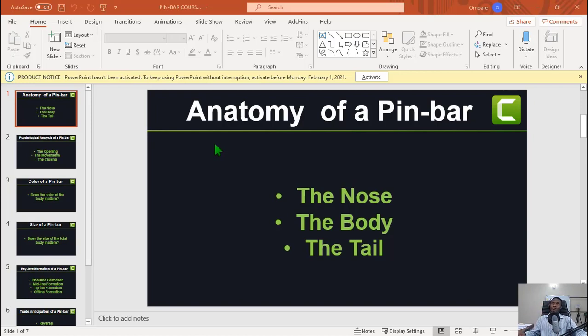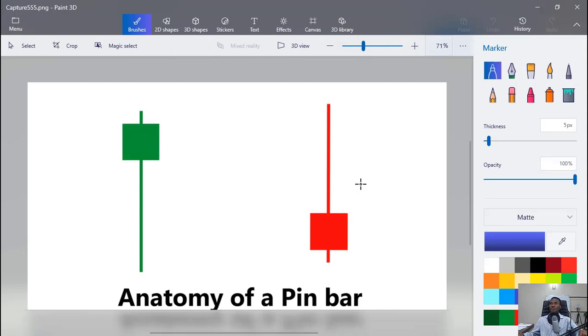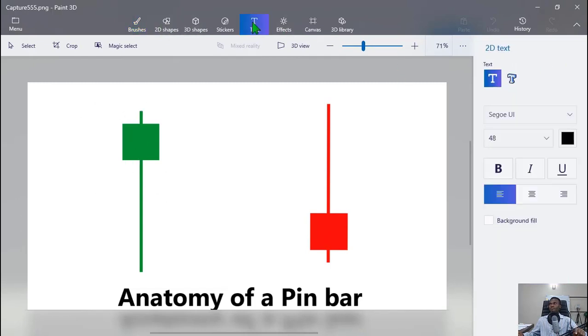Right here on my presentation, we have the anatomy of a pin bar. I'm going to discuss the nose, the body, and the tail. As you can see on my screen, I have the pin bar. Here is a bullish pin bar, and here is a bearish pin bar. So let's quickly tag these bars.